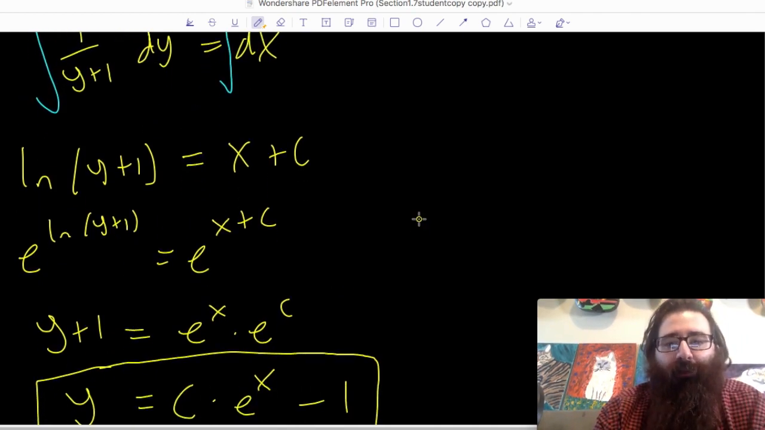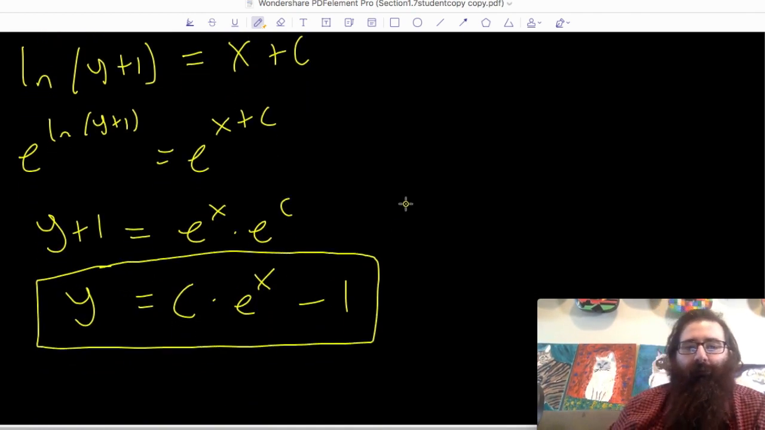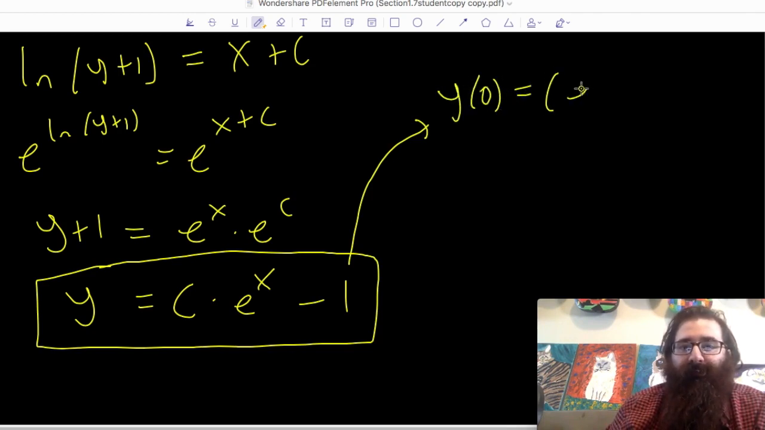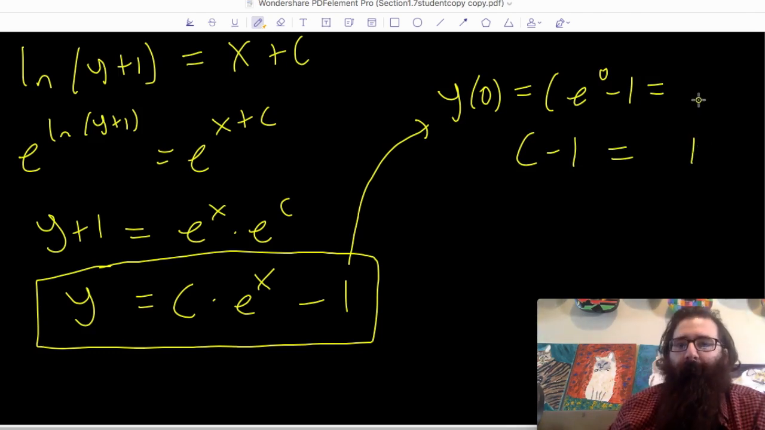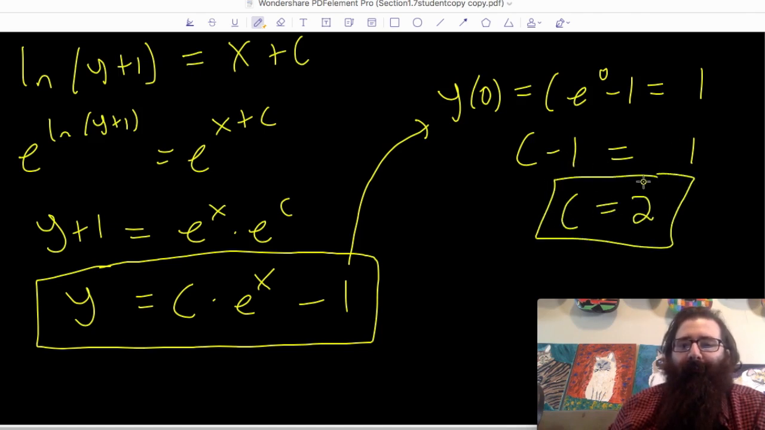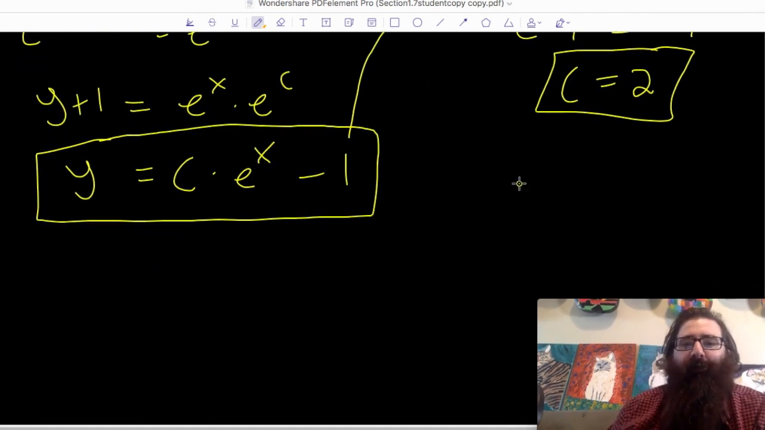And now I can work with my initial value. So let me actually do that down here, since I'm already down here on the PDF. y at 0 is equal to c times e to the 0 minus 1. And e to the 0 is just 1, so we get c minus 1. And we also said earlier that y at 0 is equal to 1. So c minus 1 is equal to 1. So then if I add 1, that means c is equal to 2. So now we get a particular solution. y is equal to 2 times e to the x minus 1.